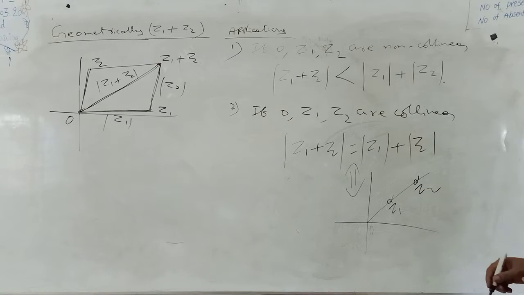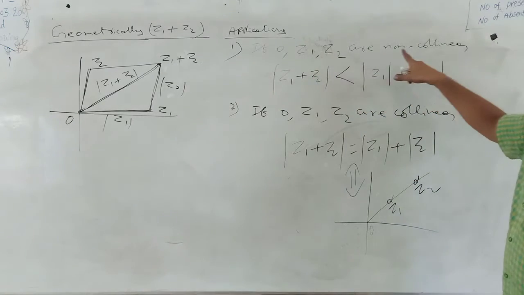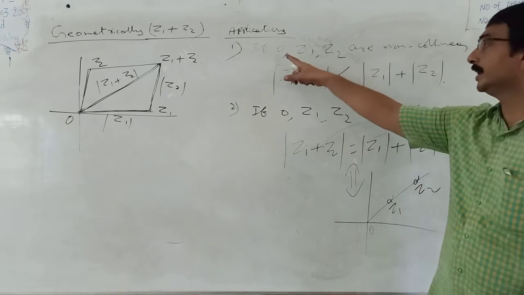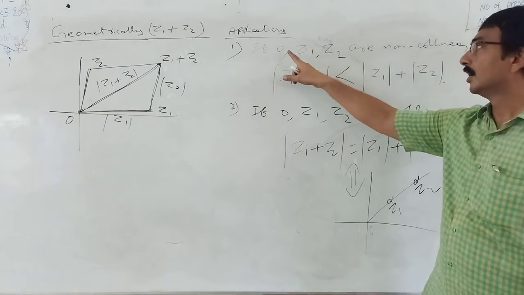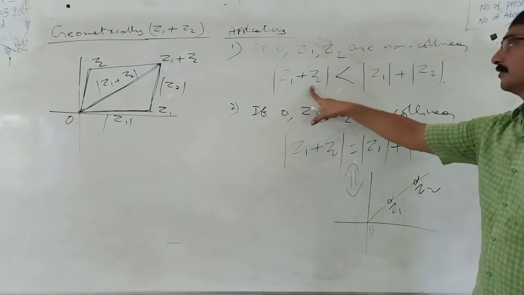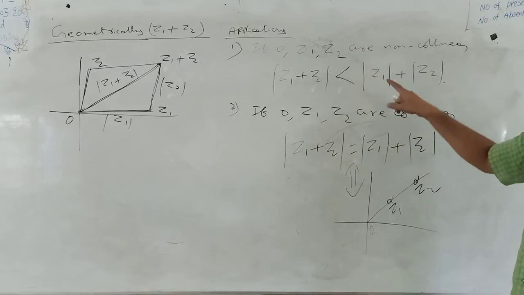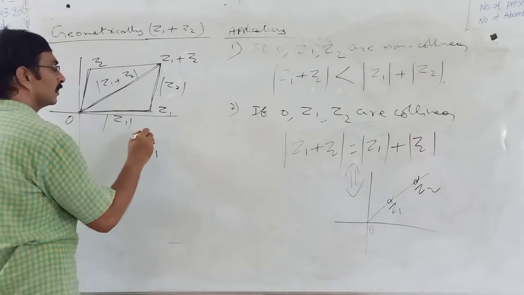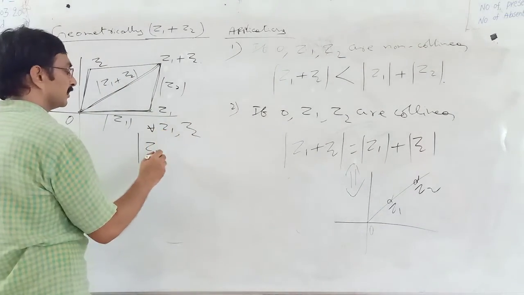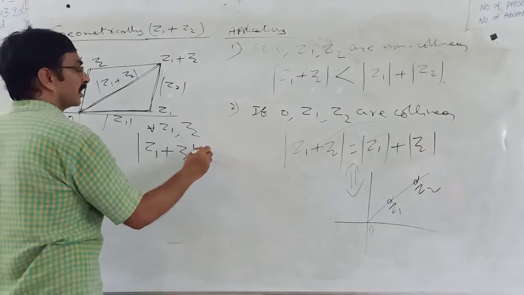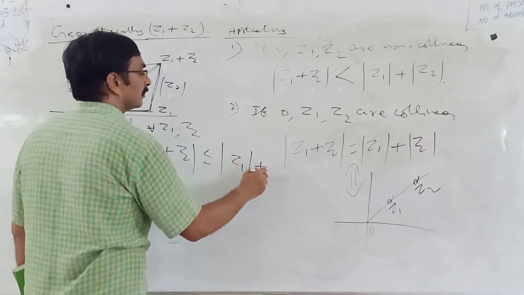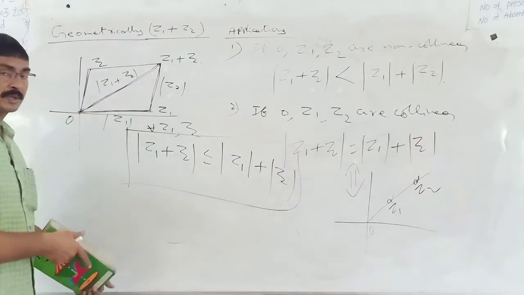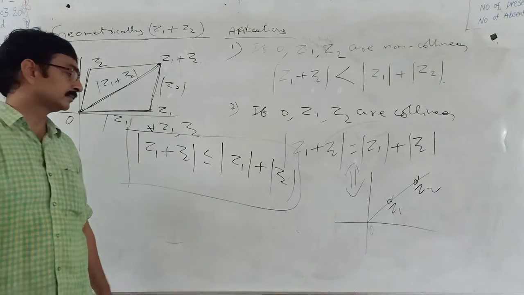Graphical, theoretical. So if they are non-collinear, strictly less than. If they are collinear, equal. So for any position of complex numbers Z1, Z2, modulus of Z1 plus Z2 is less than or equal to mod Z1 plus mod Z2. So third very important application. For any complex numbers Z1, Z2, modulus of Z1 plus Z2 is less than or equal to mod Z1 plus mod Z2. Very important. Problems based on this one, very easy.